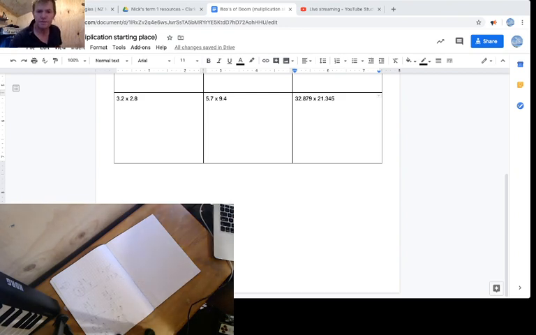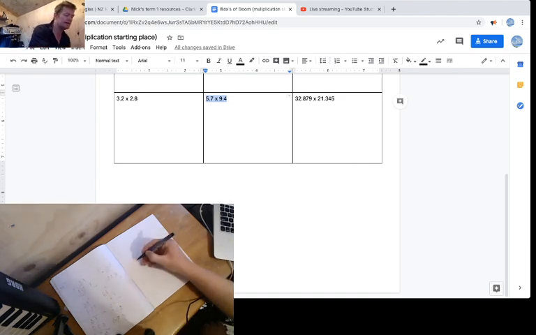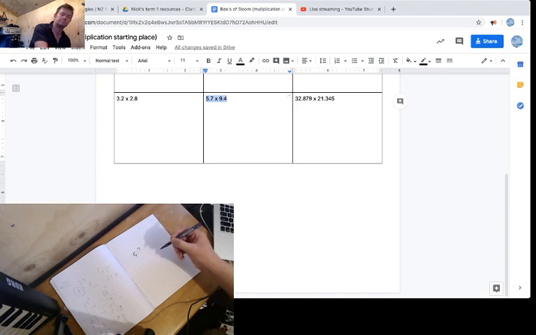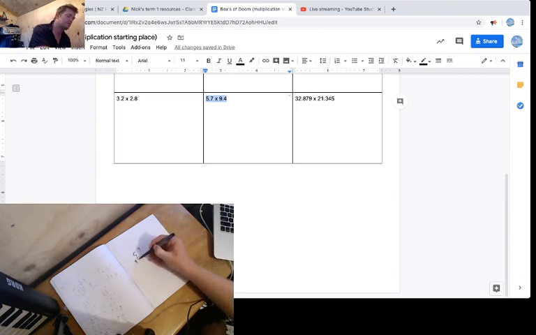So what I'm going to do is I'm probably going to amp it up a little bit on this. Probably I'll do something like this one, but I'll amp it up a little bit. So here we go. Instead of going 5.7 times 9.4, I'm going to go 5.72 times 9.